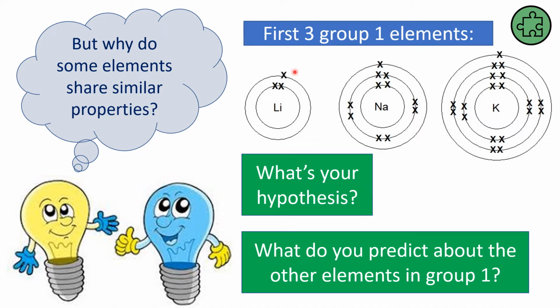Well, hopefully you would recognise that each of them has just one electron in the outer energy level. So group 1 elements have one electron in the outer energy level. That's what we can see here. What would you predict about the other elements in group 1?